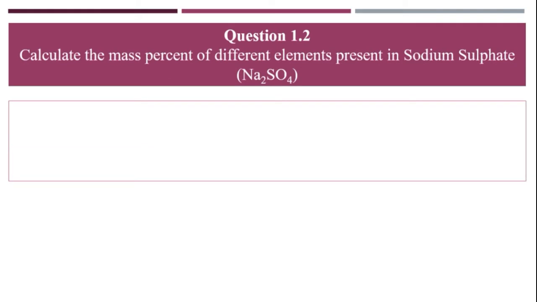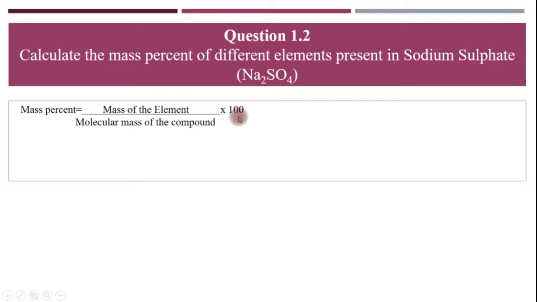So question 1.2. Calculate the mass percent of different elements present in sodium sulphate, Na2SO4. Before we move into calculation, first we will see what is the formula for mass percent. Mass percent is mass of the element divided by the molecular mass of the compound, and because it is percentage, it is into 100.